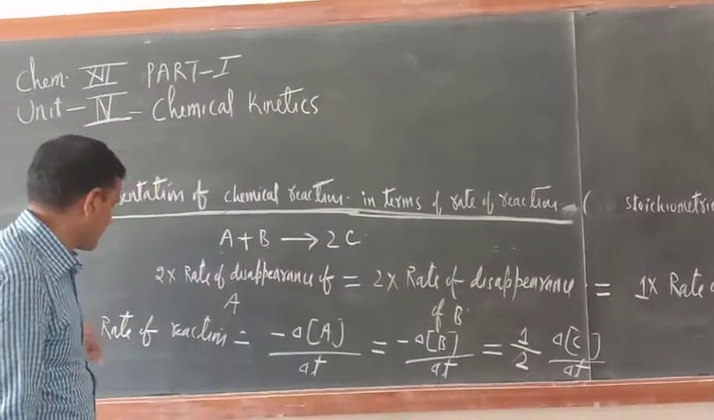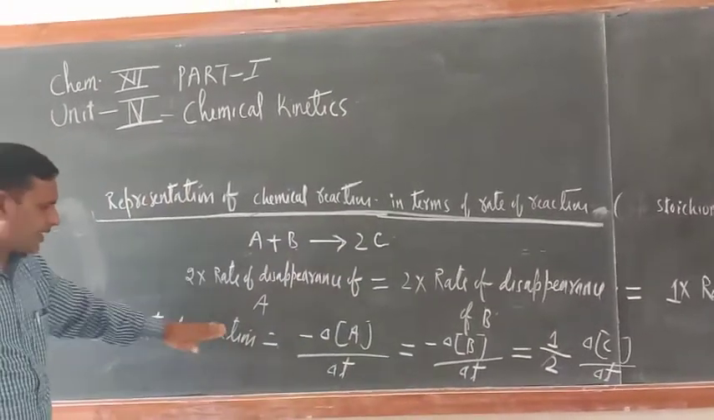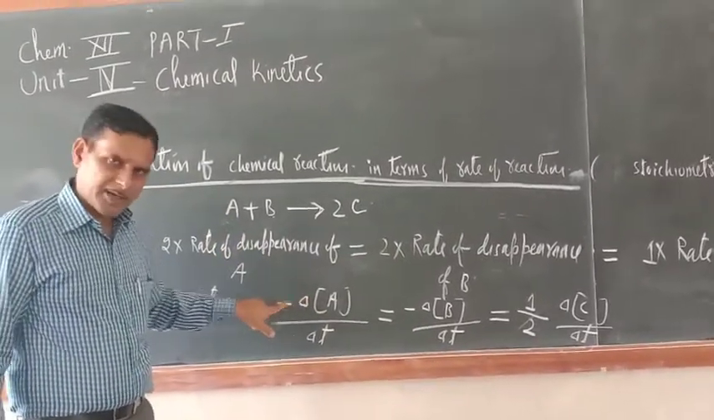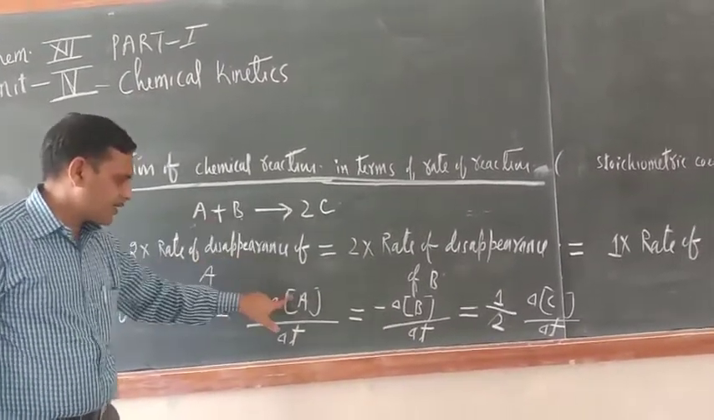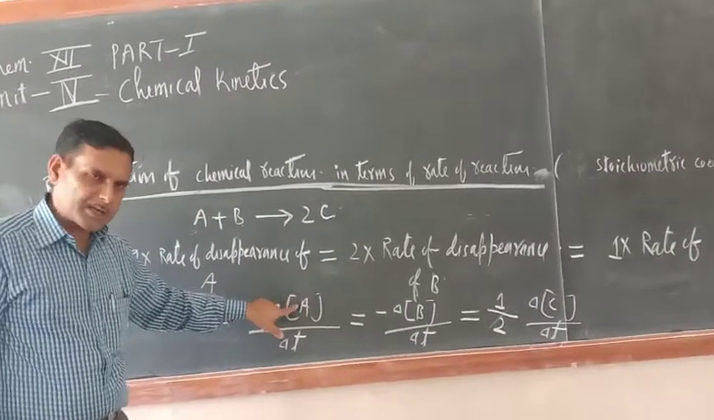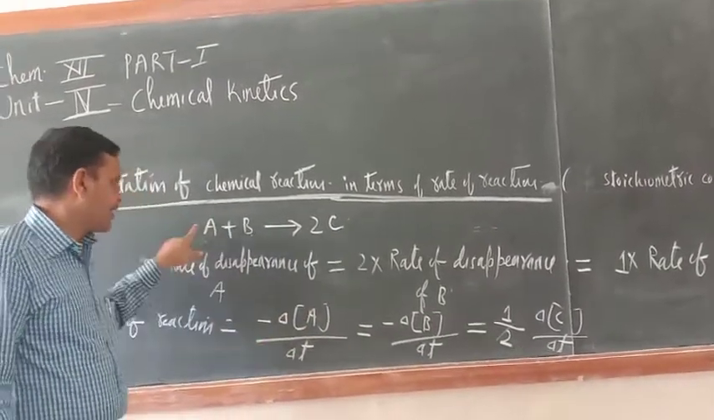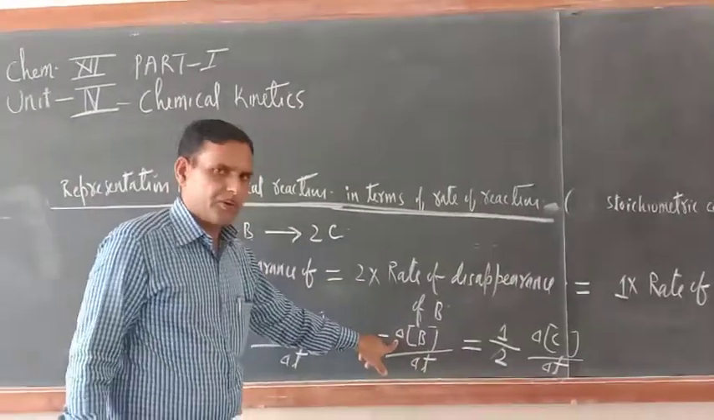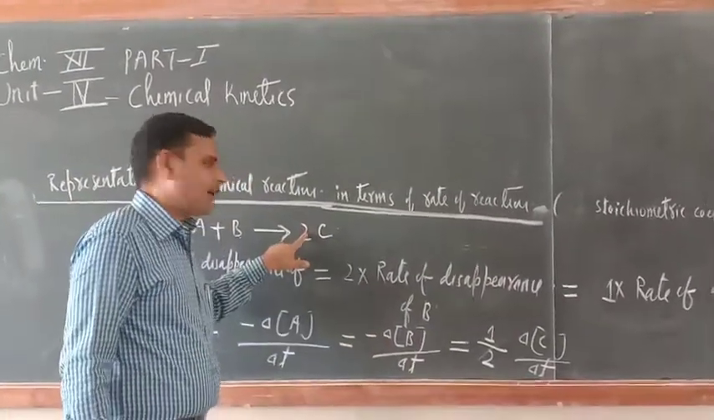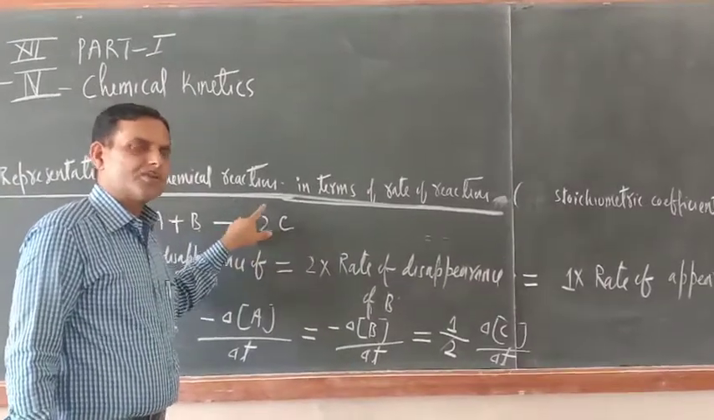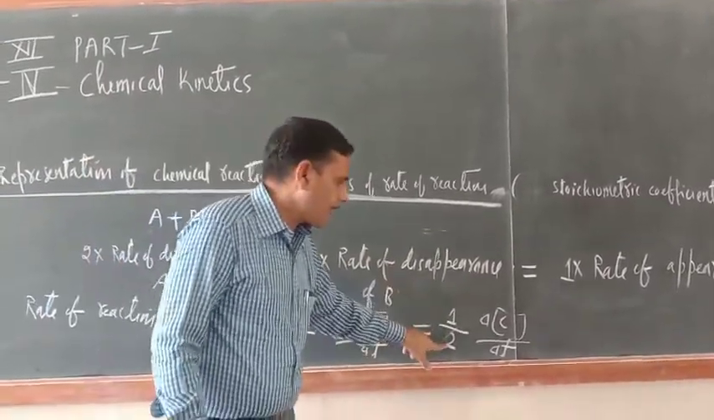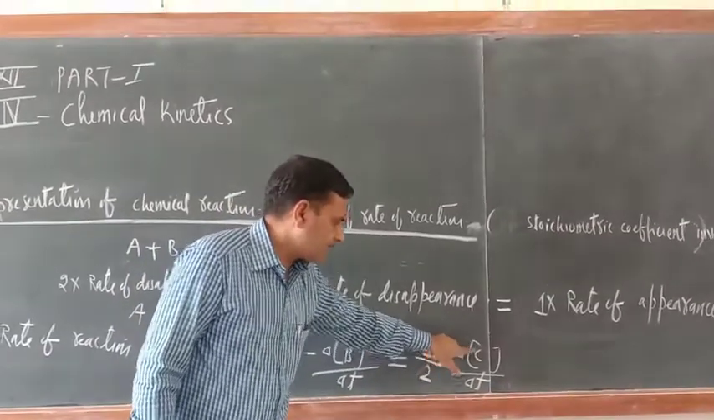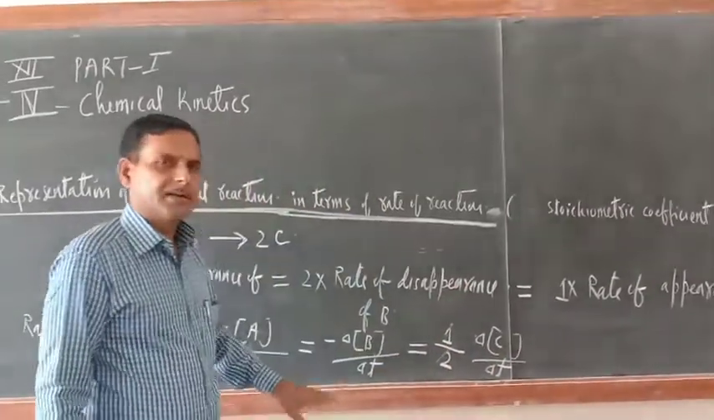Just see here, the same reaction. Rate of reaction is equal to, for A, a negative sign because it is a reactant, delta of the molar concentration of A divided by delta t. Here there is no stoichiometric coefficient, and similarly for B, no stoichiometric coefficient. But here 2 is written for C, so it will become 1 by 2, then delta C divided by delta t.